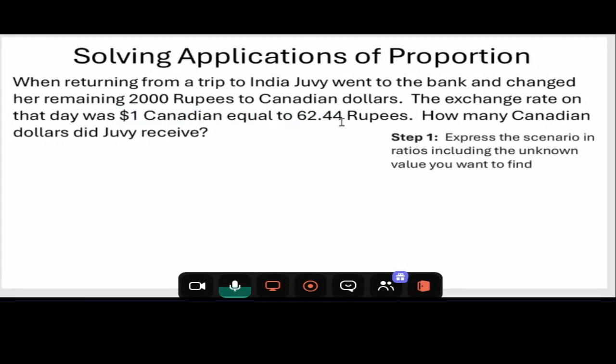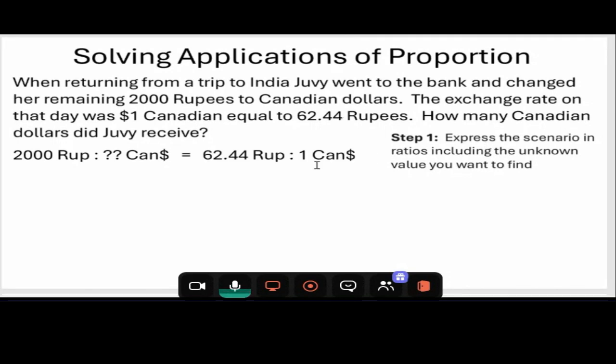So we know that 2,000 rupees is, well, I've actually turned it around here. Let's write the whole thing. We know that 62.44 rupees, I should have said, is the same as $1. So there's one of our ratios. And what we want to find is how many Canadian dollars go with 2,000 rupees, right? So you have a pair that gives you the relationship, and then you have a pair with the thing that you're trying to find, which in this case is how many Canadian dollars Juvie is going to get.